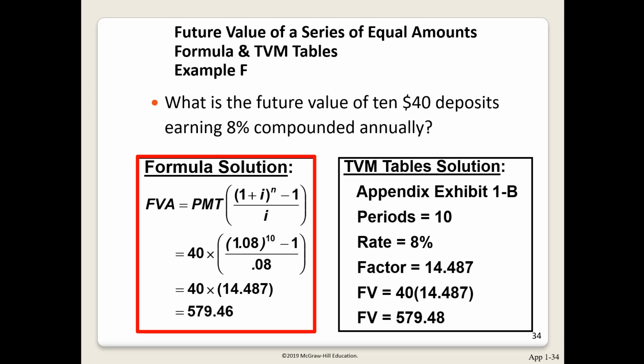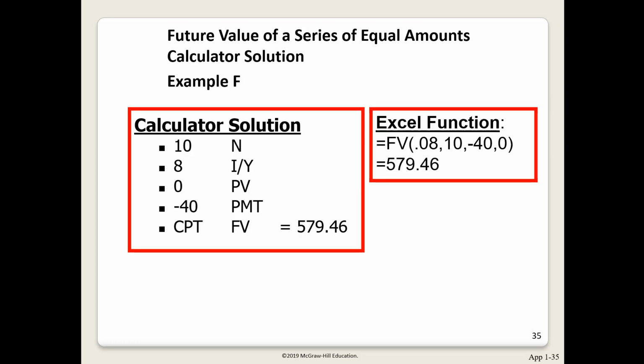To enter this formula directly in your calculator, you'll need to use the y raised to the x key, which raises the value y to the power x. You would enter 1.08 y to the x 10 equals minus 1 divided by 0.08 times 40. You'll get 579.46.